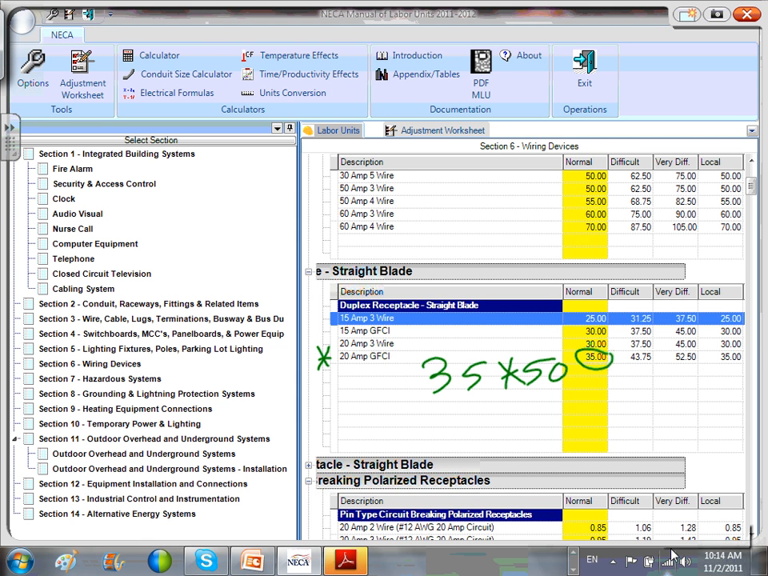And remember the unit here was what? Right here, C. So you divide this by what? By 100. So 0 goes with 0. What's 35 times 5? That will give you 17.5 hours. I need 17.5 hours to install these receptacles. This is it. That's directly from NECA.